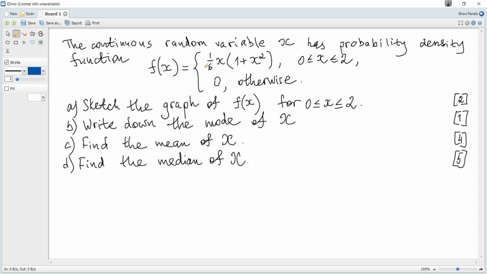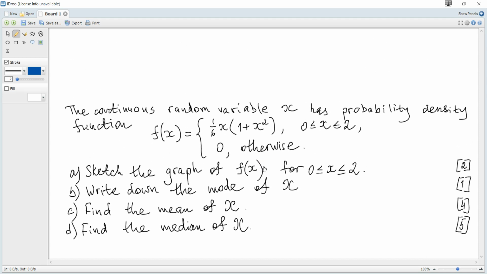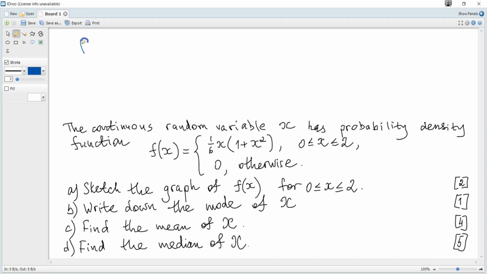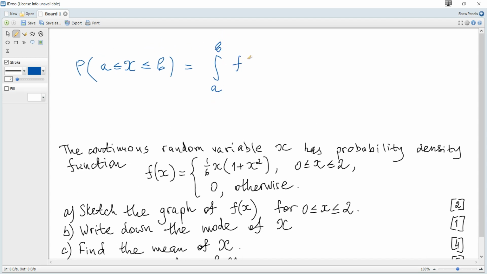Let's review what you should know about the continuous random variable and probability density function. First of all, the probability density function exists only for continuous data and doesn't exist for discrete data. It's such a function, for example, f of x, that the probability that x is greater or equal than a and less or equal than b is equal to the integral from a to b of f of x dx.